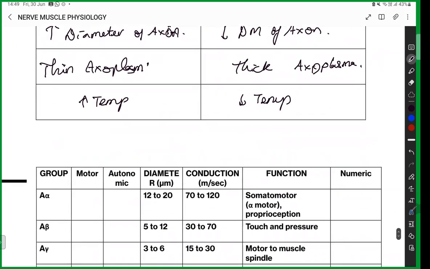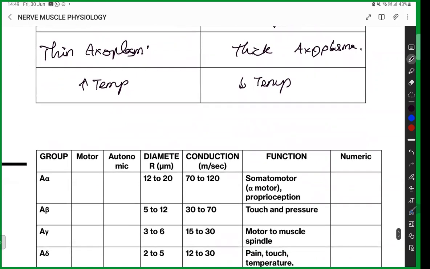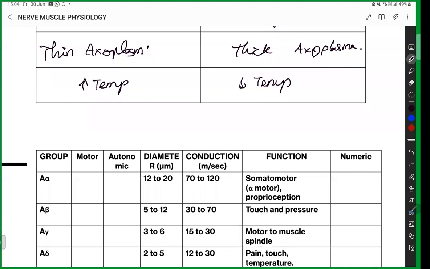Next, I'm moving towards one important concept, the classification of nerve fibers. Now moving on towards the classification of nerve fibers. When I consider the classification of nerve fibers, there are different classifications actually present. In that, one important classification which we will always take into consideration is the, anyone guess?